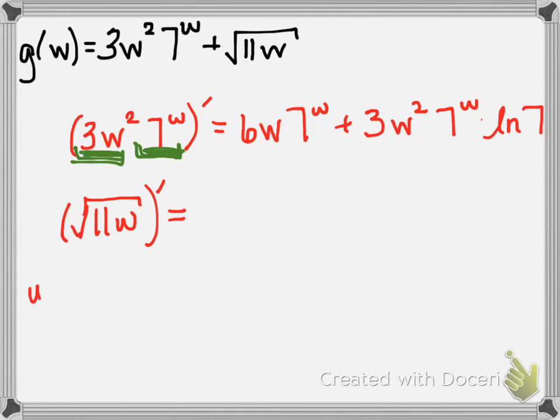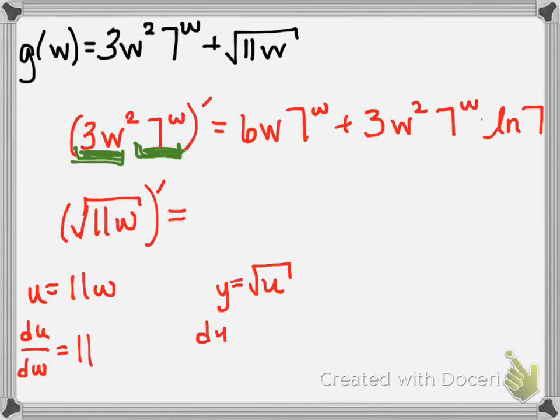So my inner function here, u, is equal to 11w, and my outer function is the square root of u. And then I get du/dw is equal to 11, and dy/du, well, of course, y is equal to u to the 1/2, so I get the derivative with respect to u is 1/2 u to the negative 1/2.